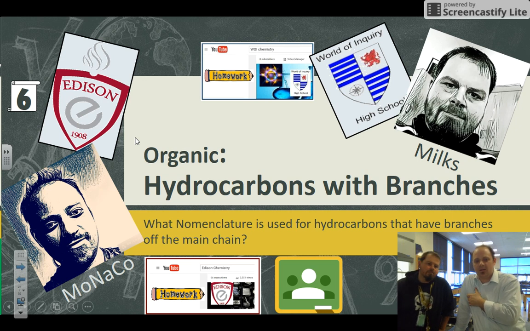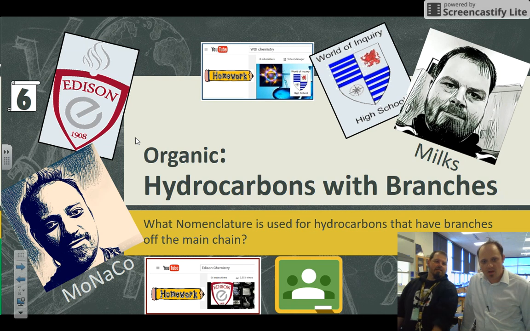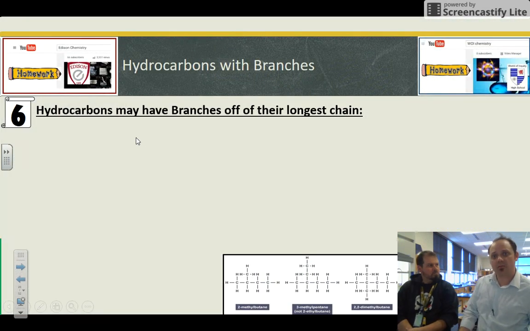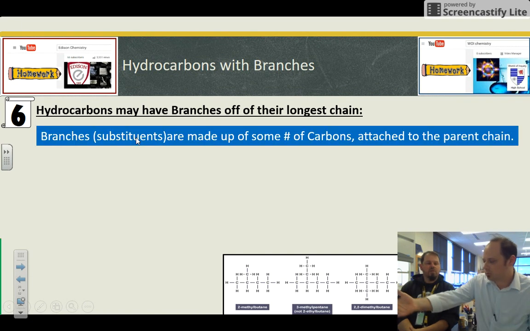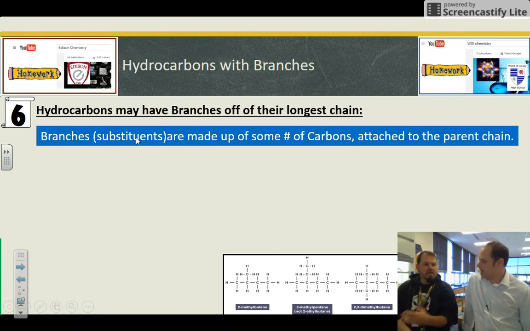Hello, we're going to name some hydrocarbons with branches. Branches like coming up the side. Yeah, and we have to have a nomenclature system for it, but it's a robust system that we're just building on. So this is just another deviation from a regular alkane. And these branches or substituents are made up of some number of carbons. We keep it to what, one and two?